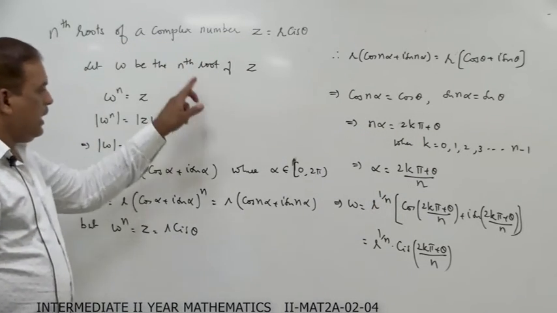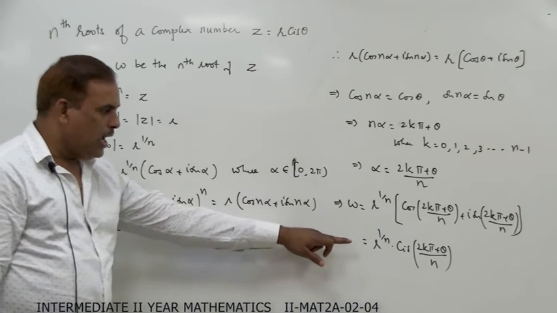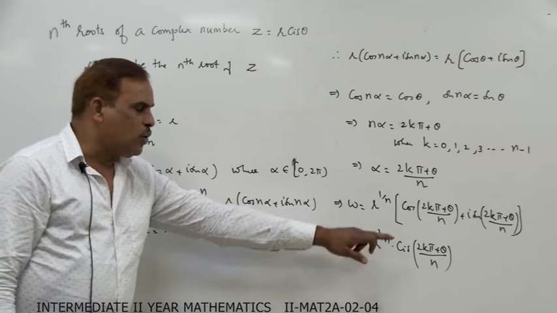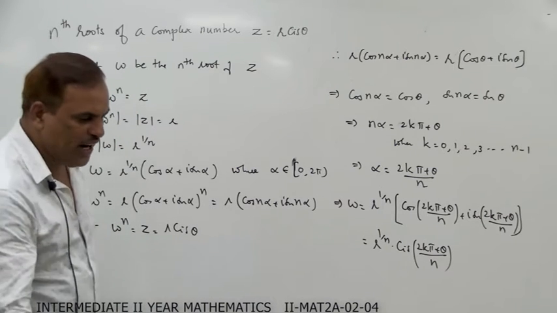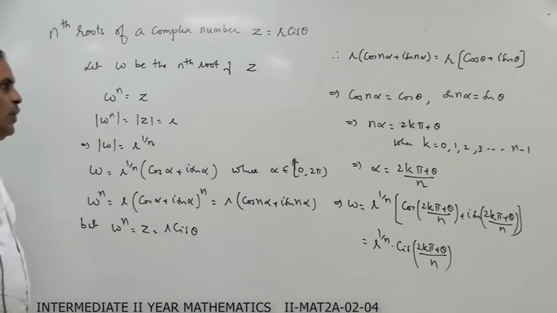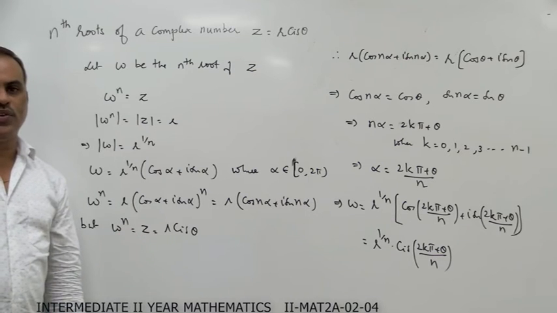So this is how we find the nth roots of a complex number: r power 1 by n into cis of (2kπ plus theta) whole divided by n. Okay, now let's find out nth roots of unity. And before finding nth roots of unity, let's find cube roots of unity.